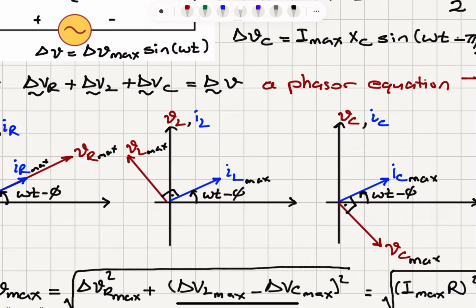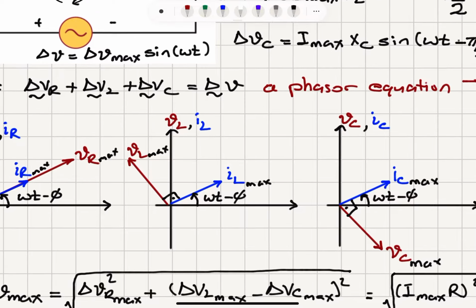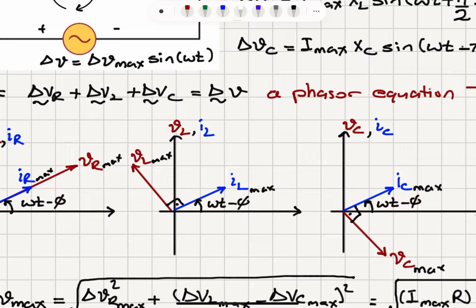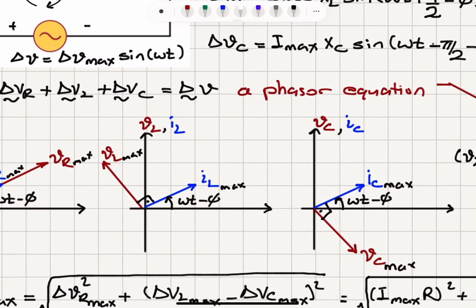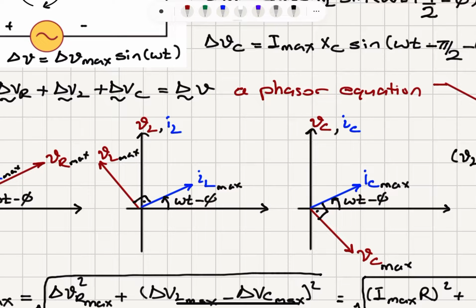Now, since in an inductor current lags voltage by an angle pi over 2, voltage leads current. So if I put the current like this, then I have to put the voltage phasor with an angle pi over 2 in the counterclockwise direction with respect to the current. And this is going to have a maximum value, I max times the inductive reactance, which is XL. That's equal to omega L, as we have seen.